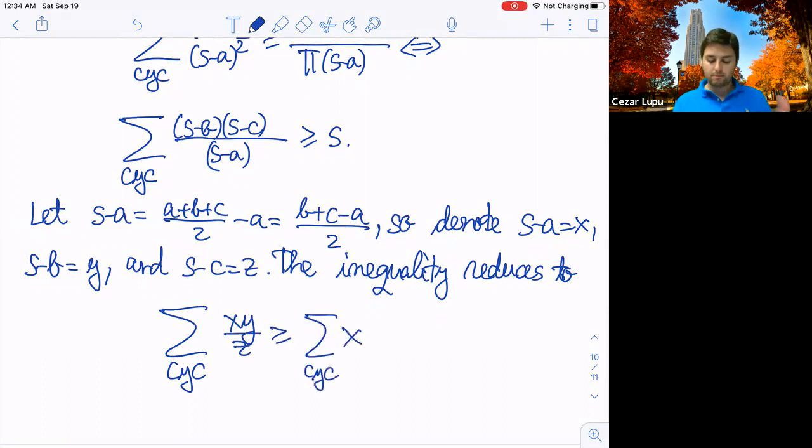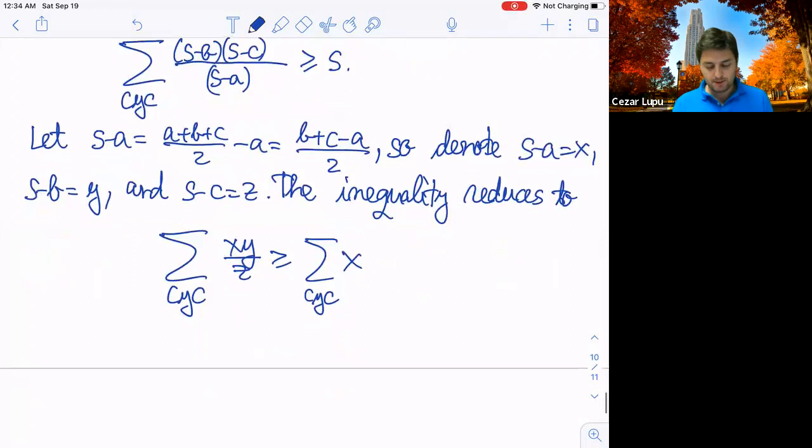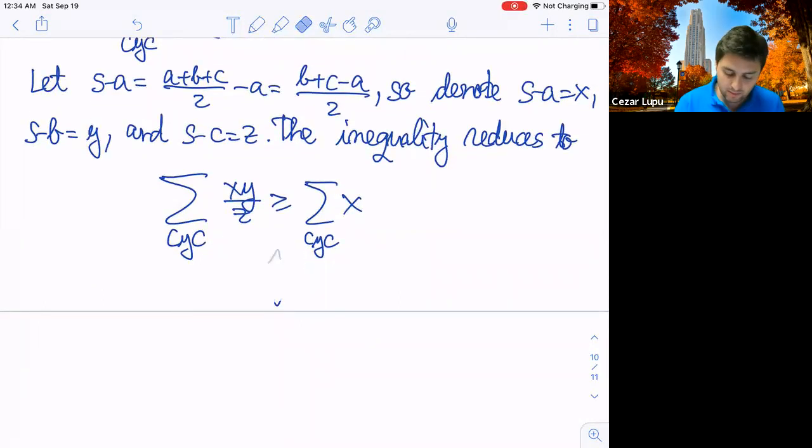Or if you do the computations here, anyway, you can solve this inequality in many ways. For example, you can just apply AM-GM 2 by 2. Okay, let me do it this way. By AM-GM.